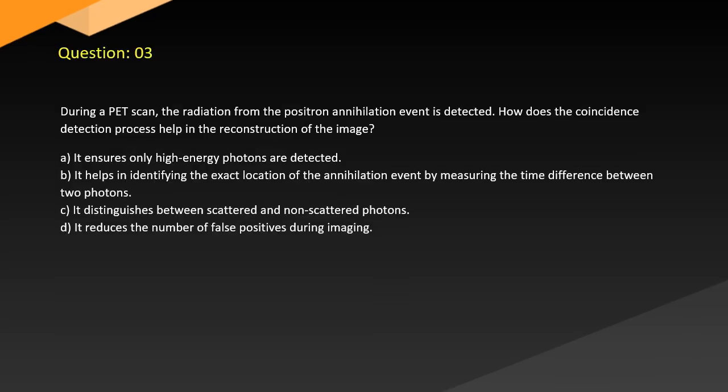Question 3. During a PET scan, the radiation from the positron annihilation event is detected. How does the coincidence detection process help in the reconstruction of the image? A. It ensures only high-energy photons are detected. B. It helps in identifying the exact location of the annihilation event by measuring the time difference between two photons. C. It distinguishes between scattered and non-scattered photons. D. It reduces the number of false positives during imaging.